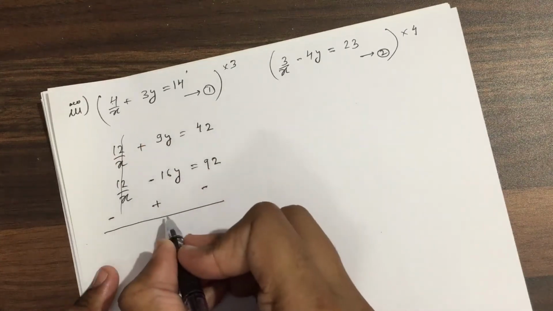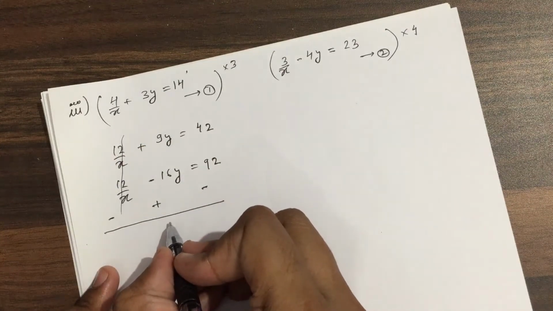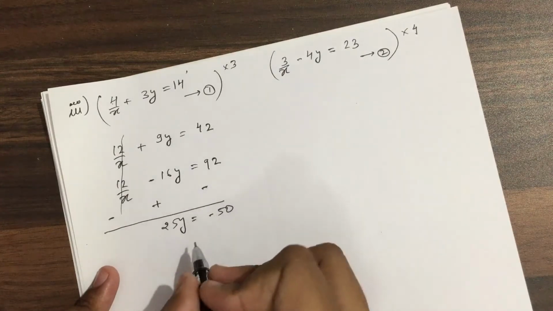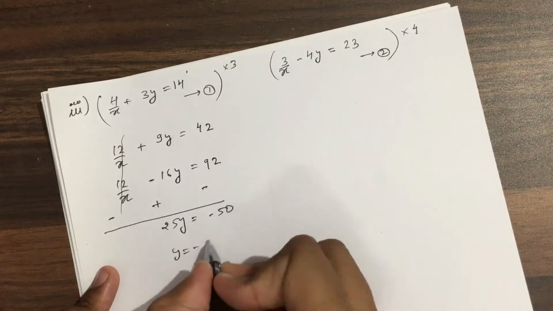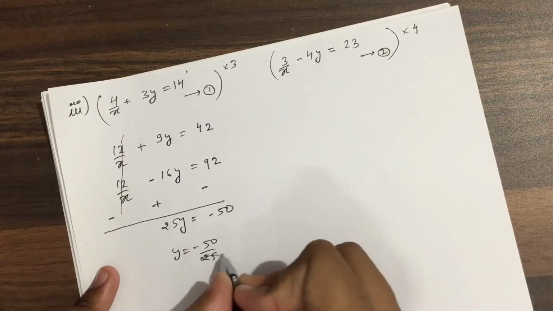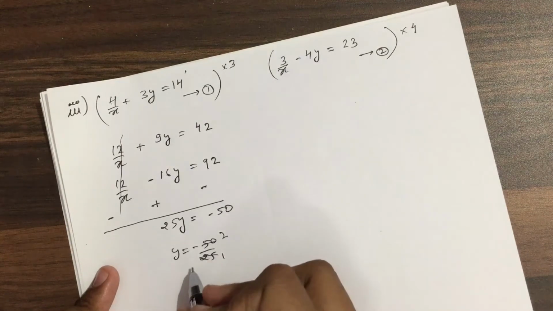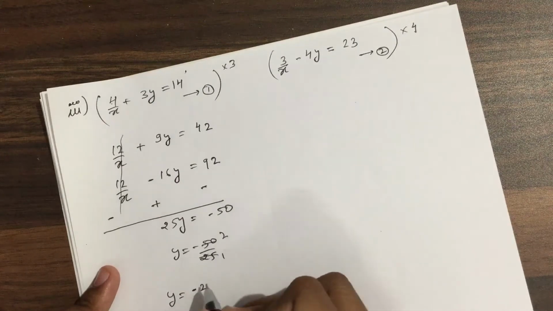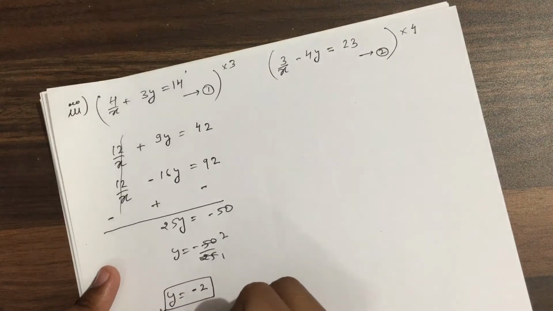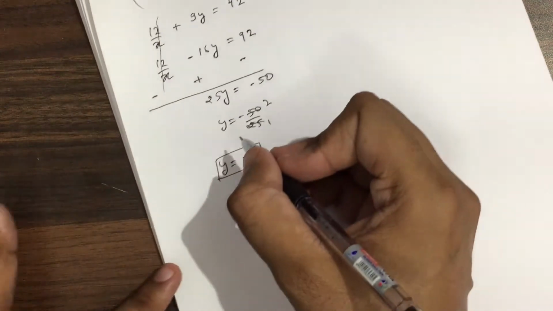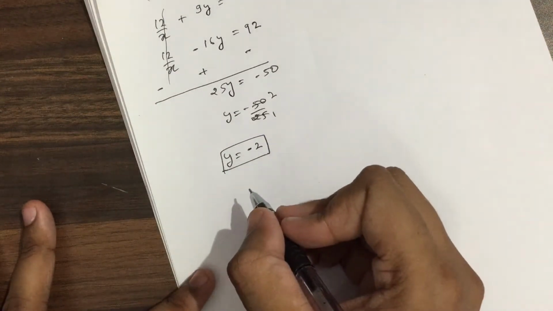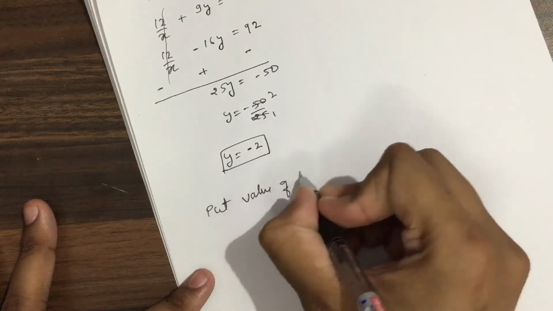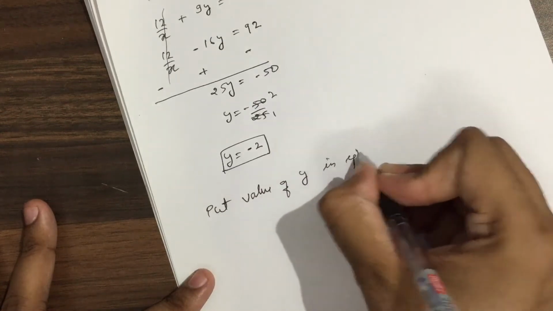This will be cancelled. This will become 25y equal to minus 50. This will give you y equal to minus 50 upon 25. 1 times, 2 times. This will give you y equal to minus 2. Okay? Now what we will do? We will put value of y in equation 1.